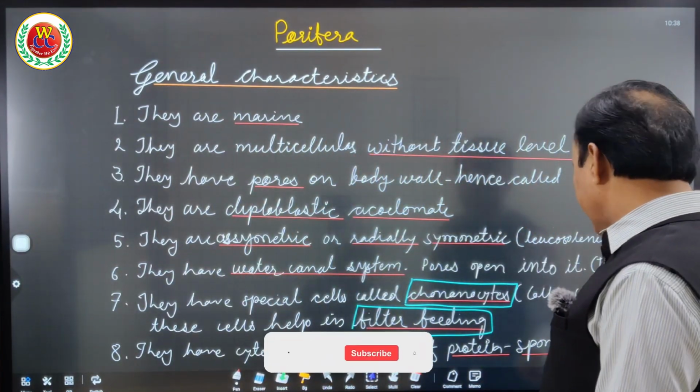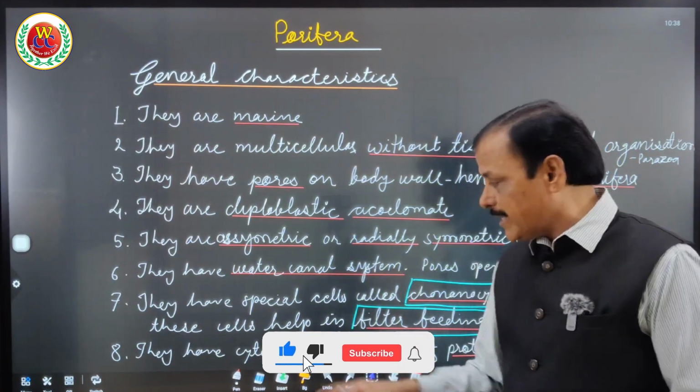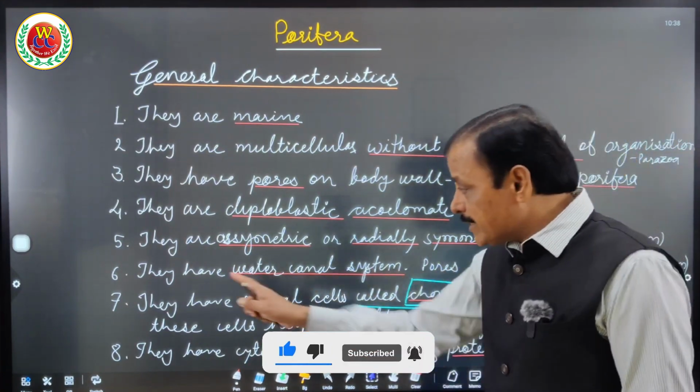Next point, they have a special protein to support within the cell, called spongin. So these are the special characteristics.